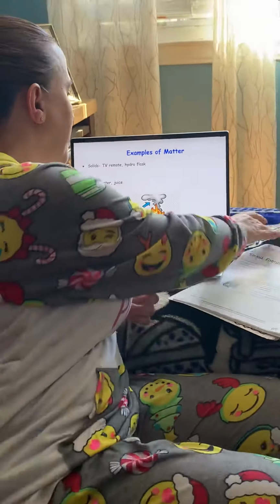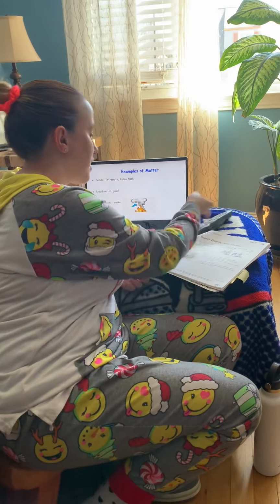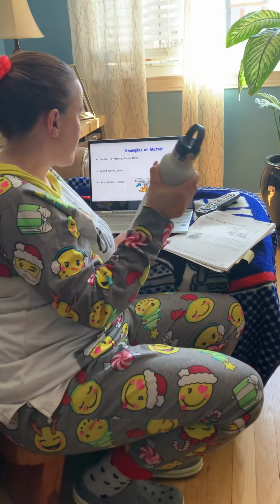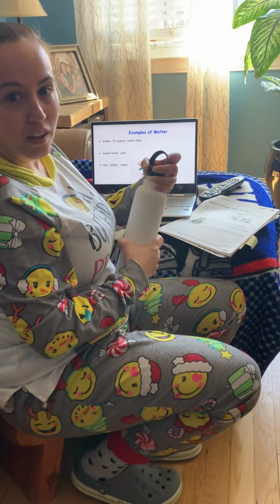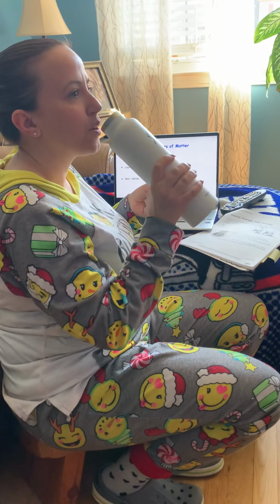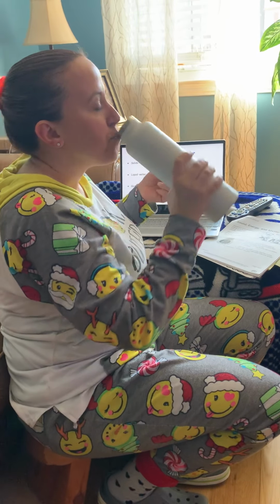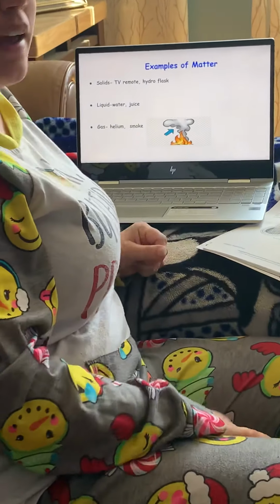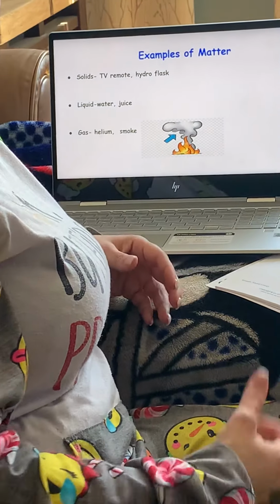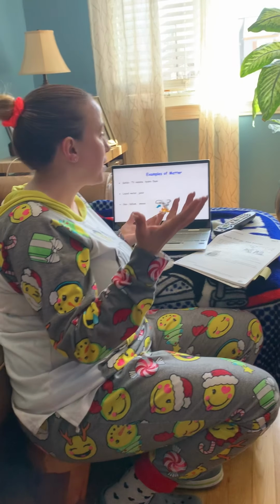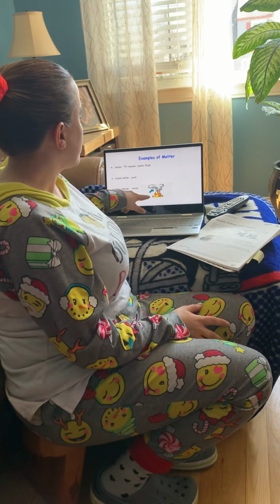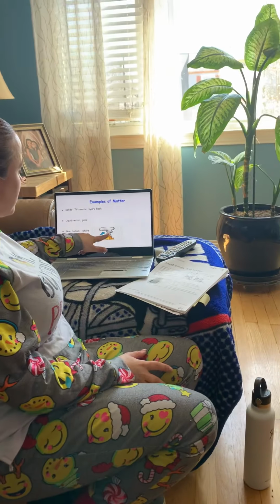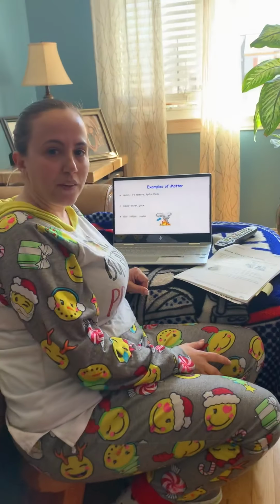Solids could be something like a TV remote, or even a Hydro Flask bottle. And inside of the bottle, there's actually a liquid, and that's where we talked about liquids could be water or juice. So inside the Hydro Flask, I've got some water. That's a liquid, and that's an example of matter. The last example of matter is gas. Gas is also an example of matter. So gas could be something like the helium that's inside of a balloon that makes a balloon big, or even the gas that comes from smoke. And that's the example you see here. The smoke is also an example of a gas.